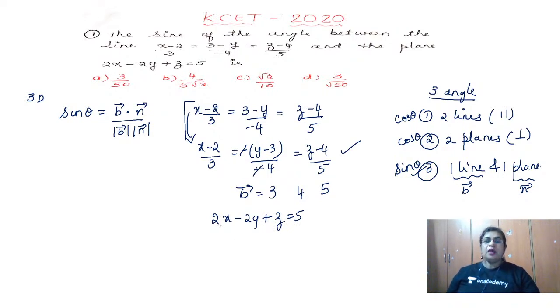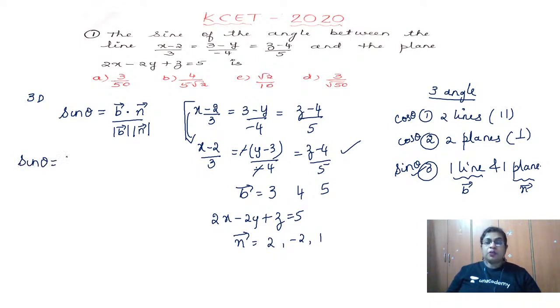So from this, pick the normal. What is the normal vector? That is nothing but picking the direction ratios a, b and c. So you are getting 2, minus 2 and 1. Okay, I hope this much is clear now. Substitute. So therefore sine theta is nothing but b vector dot n vector.